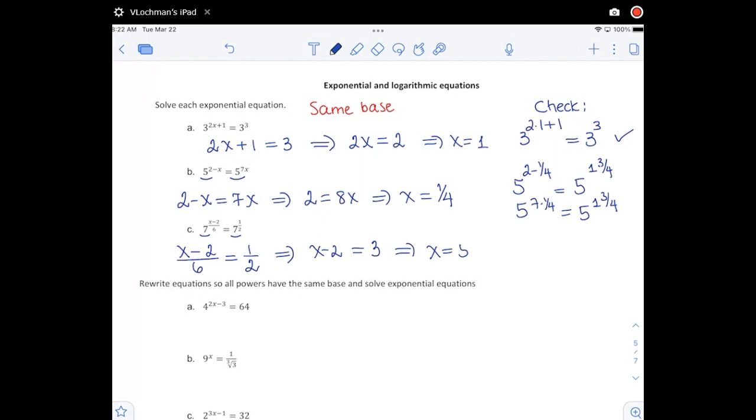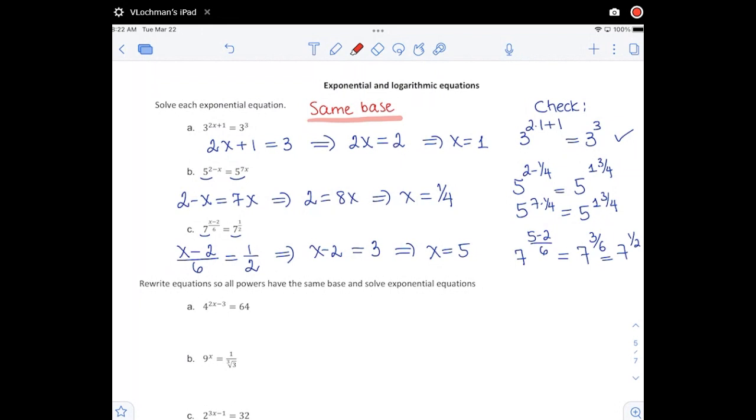Okay, let's go ahead and check this real quick. 7 raised to the power of 5 minus 2 over 6. What is that? This is 7 raised to the power of 3 over 6, not 2. Okay, and that of course reduces to 7 raised to the power of 1/2. All right, so this is our first example where we have equations given to us with the same base.